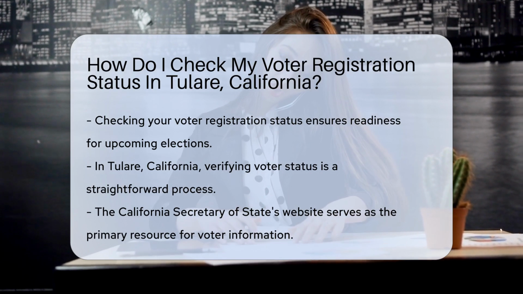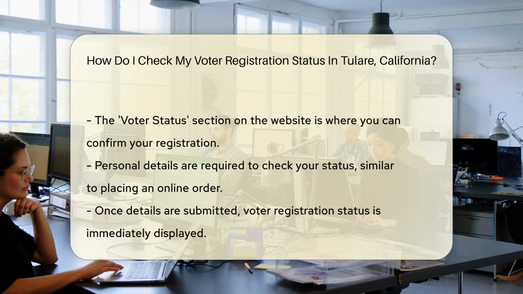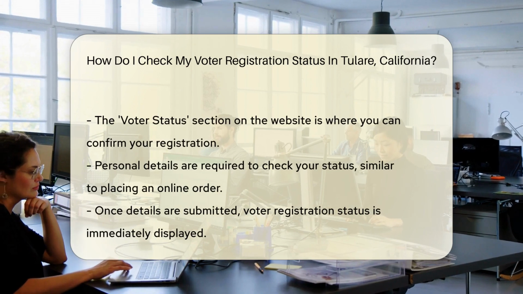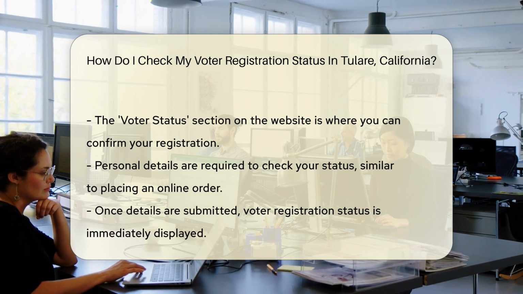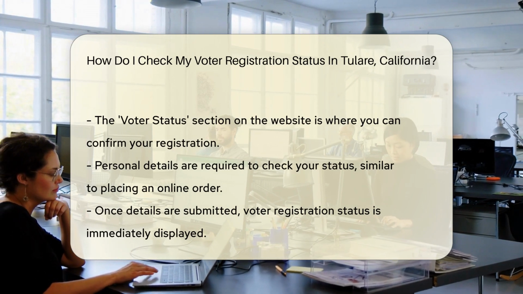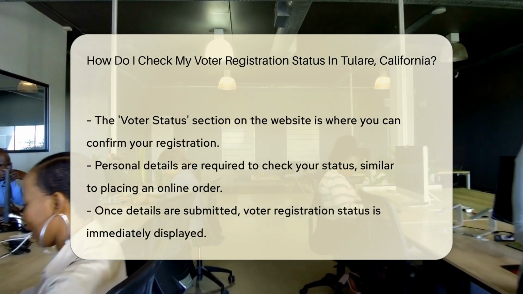No surprises. In Tulare, California, the process is user-friendly. It's like checking your mailbox, but instead you're checking your democratic privilege. Start by visiting the California Secretary of State's website. It's your golden ticket to voter info. Look for the voter status section. Imagine it's the Where's Waldo of voter information.